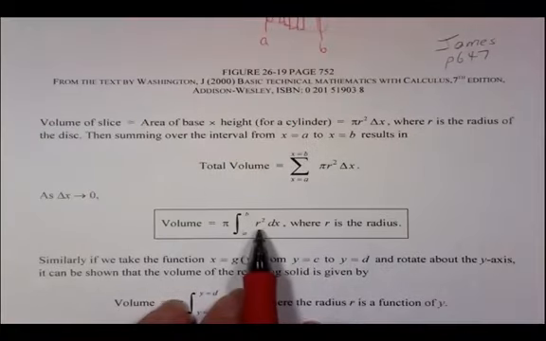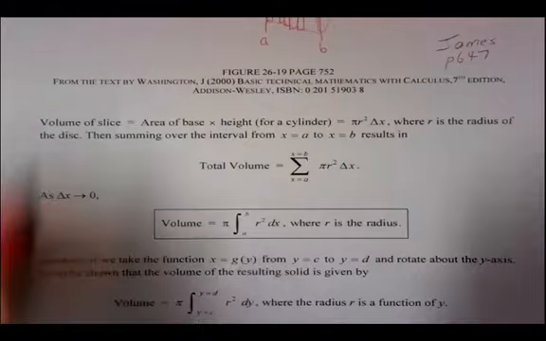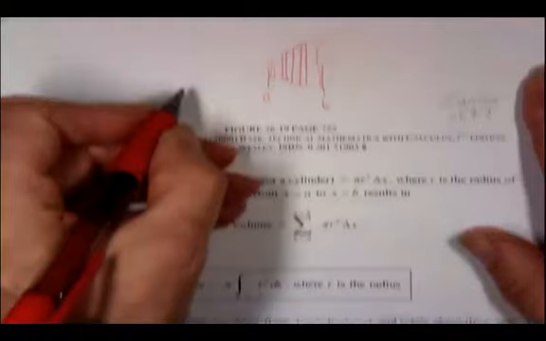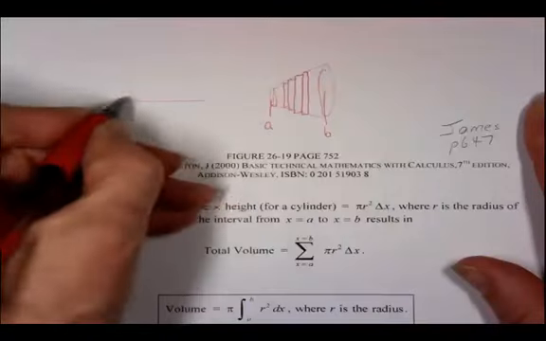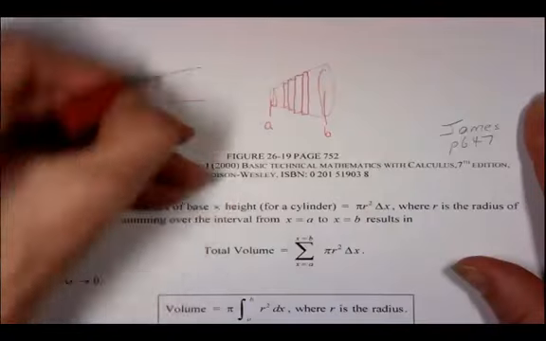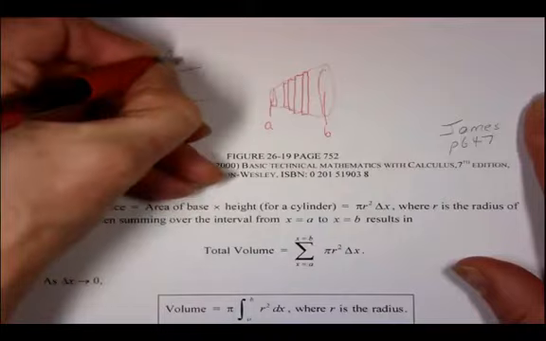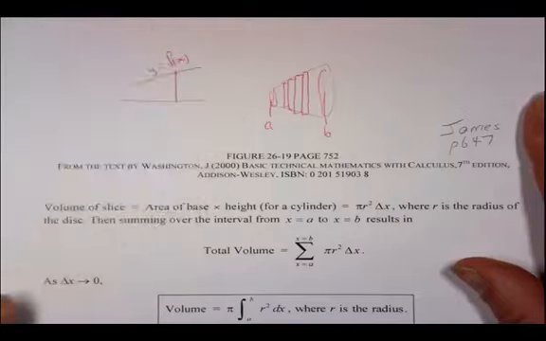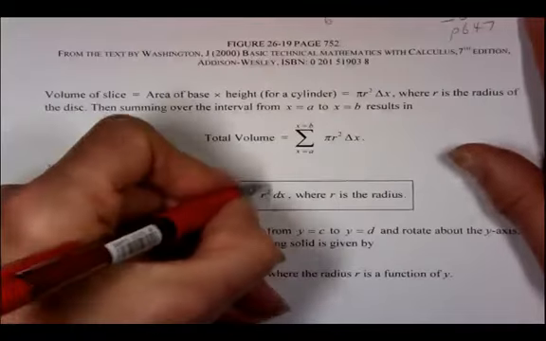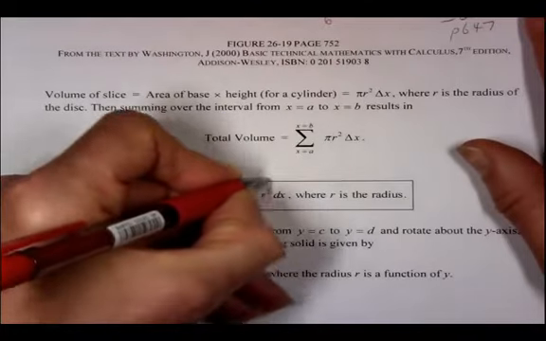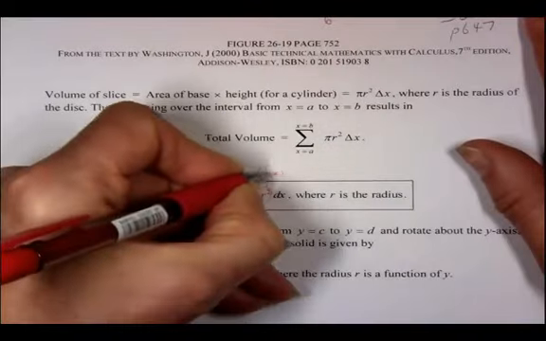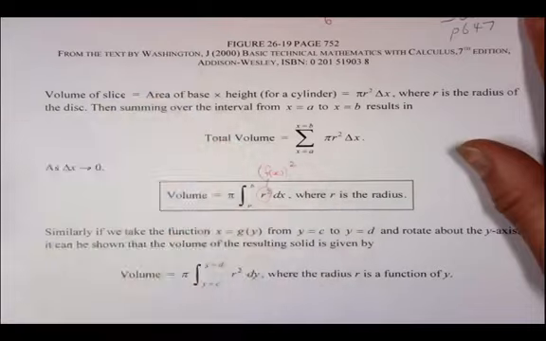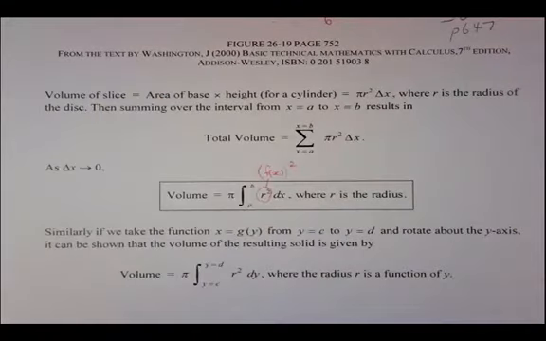So what's r? r is the function value. Let's go back up here. That was y equals f(x), and that's the radius at any point, which is also the function value. So when you're working this out, r squared becomes f(x) squared, because f(x) is the radius. And now you can work out volumes.